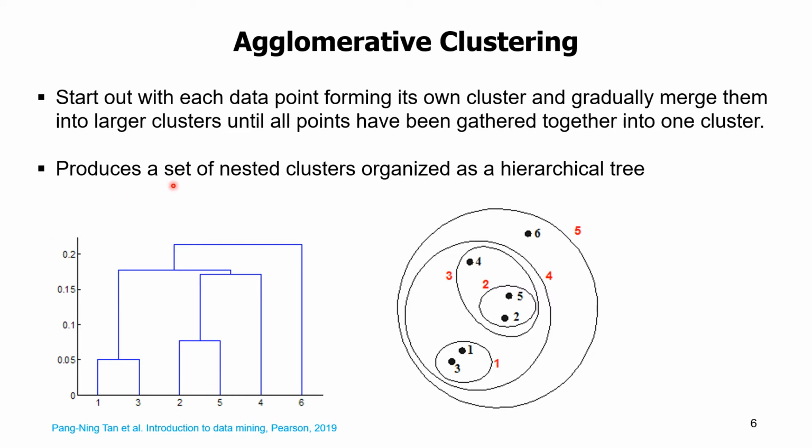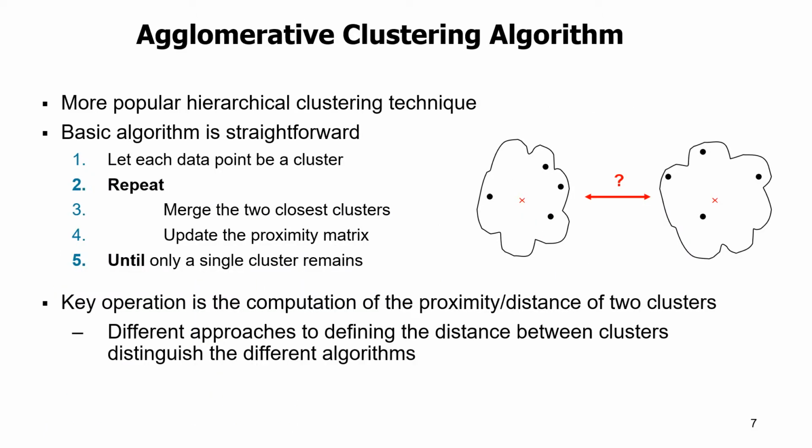And this dendrogram shows the process of clustering. 1 and 3 are merged, 2 and 5 are merged. This is again merged with 4, and these two are clustered together, and finally we have one cluster. So this is how agglomerative clustering works. Agglomerative clustering is more popular than divisive clustering.